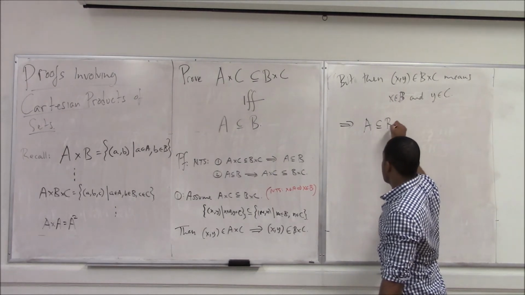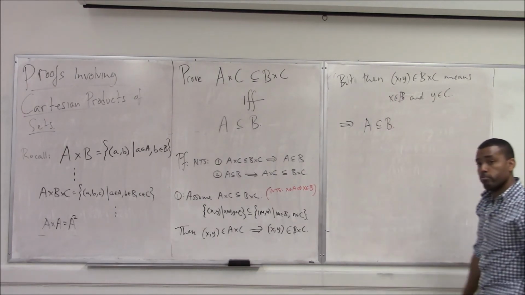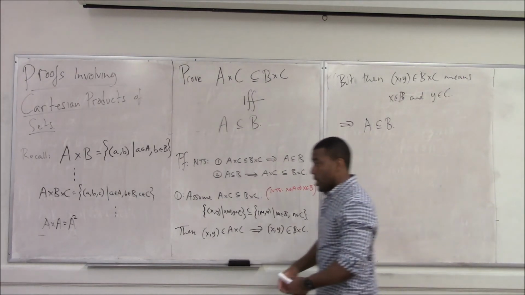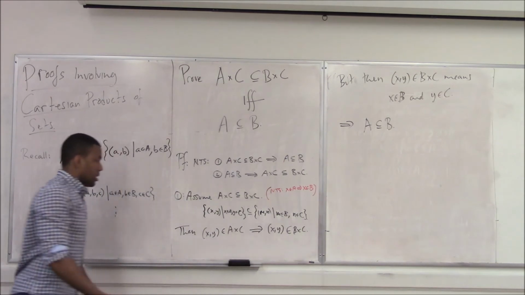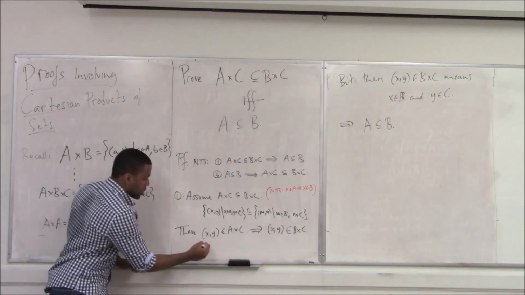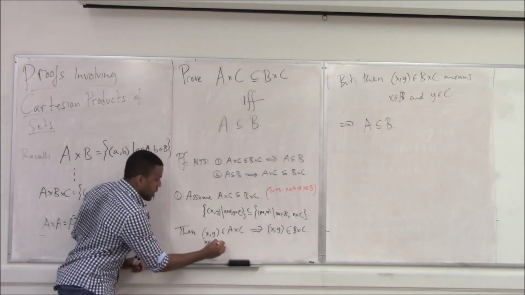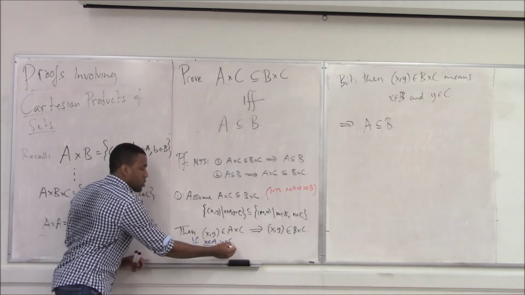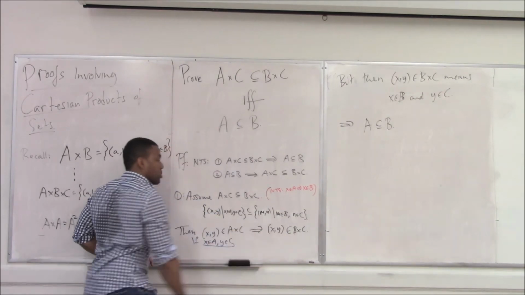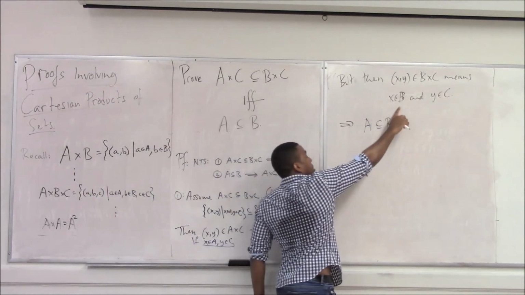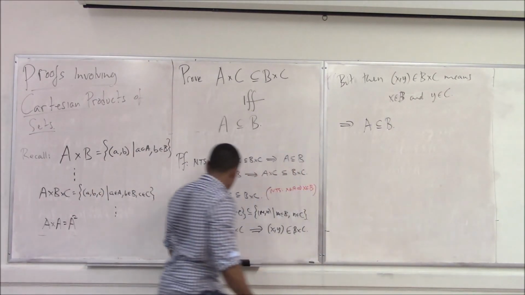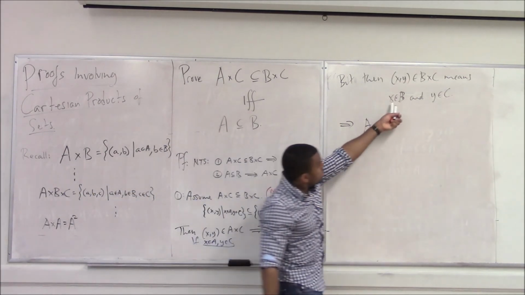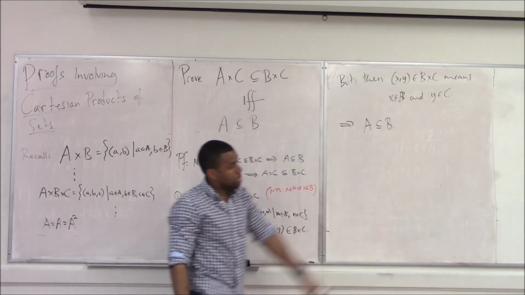And that gives us A as a subset of B. Why does that give us A as a subset of B? Because assuming this means I'm assuming x is in A and y is in C. So I'm saying if this is true, then that is true. But this means that. So ultimately I have x is in A, and that implies that x is in B. So that means A is a subset of B.